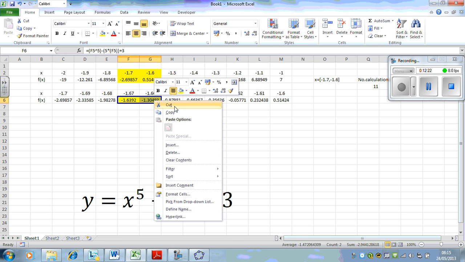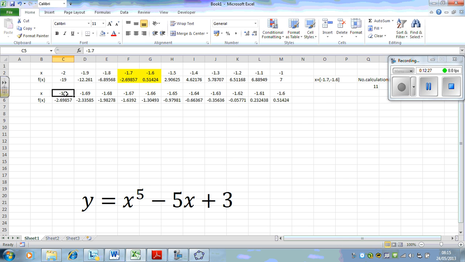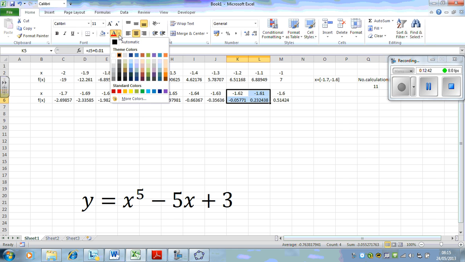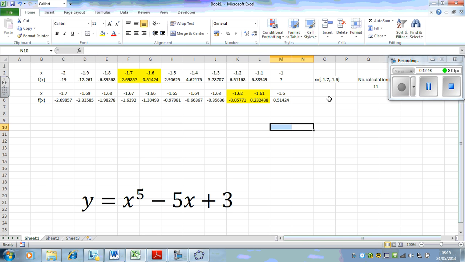Okay, and I'm going to clear that because I don't know, so fill, no fill. We're going to search between minus 1.7 and minus 1.6 where the change of sign is. Now the change of sign is there, negative, positive. So we've increased our accuracy to our root even further. Let's highlight that. So now we can say that x is in the interval between minus 1.62 and minus 1.61.